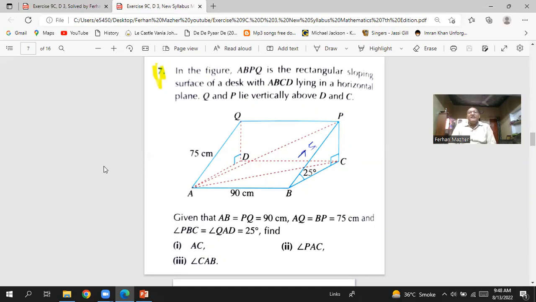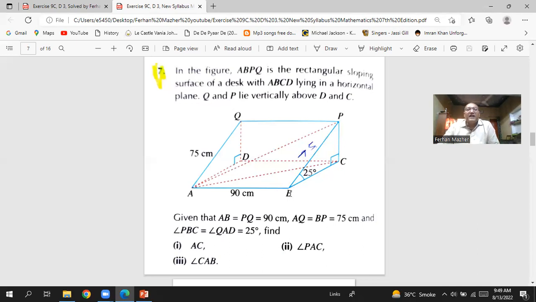Given that AB and PQ are both equal to 90 centimeter. The AQ side and the BP side are both 75 centimeter, and the angle PBC and the angle QAD are both equal to 25 degrees. The first question they ask is to find the AC length. Very easily I can find the AC length, but it's a two-step calculation.